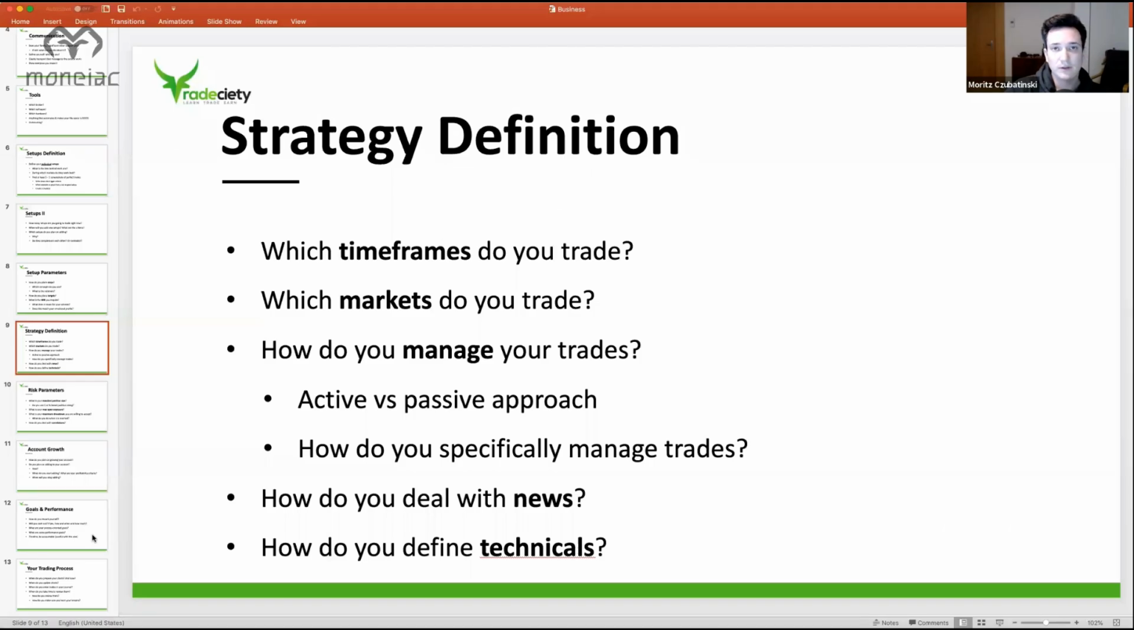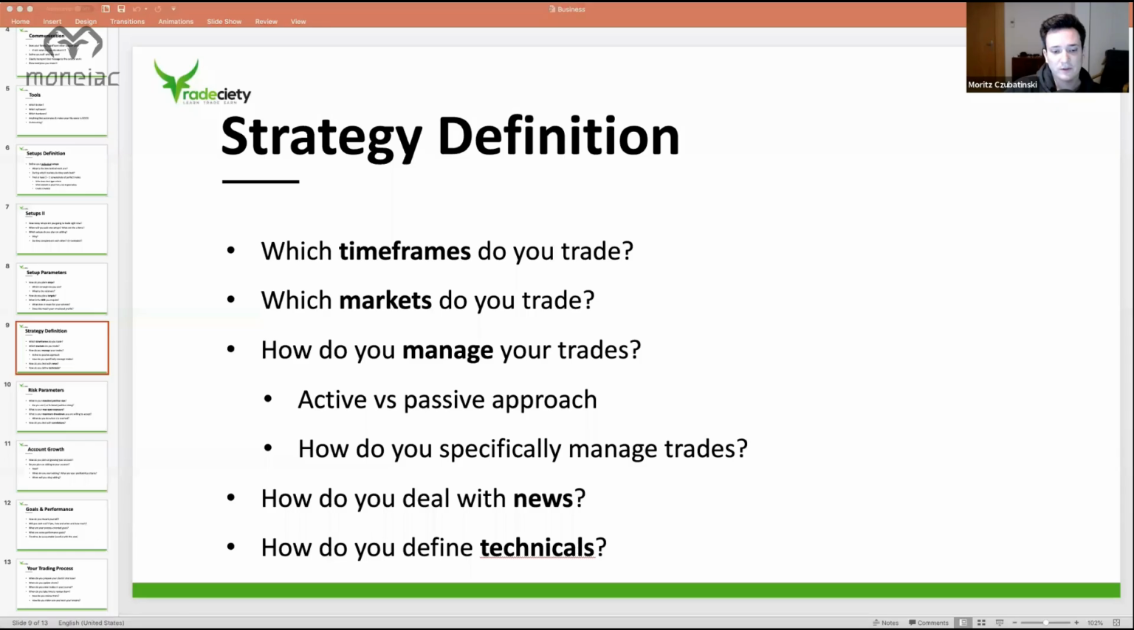How do you deal with news? Most people stay out of news. I like news. They provide the volatility I need for my trades. In the beginning, if you're an inexperienced trader, it's probably better to stay out. But yeah, define that for yourself. How do you deal with news? What do you do when you have a position on? What do you do when you have a potential trade coming up before news? Which news events do you want to look at? Which news events are not so important, and so on.